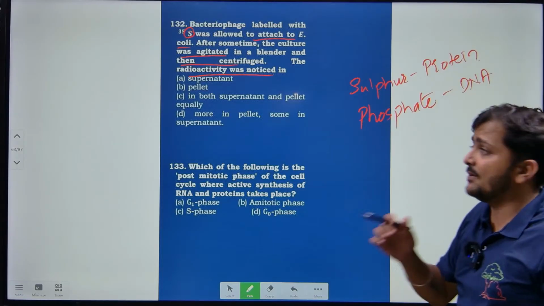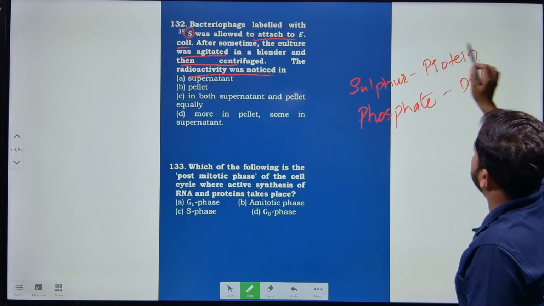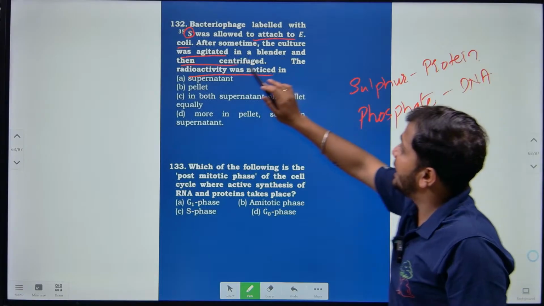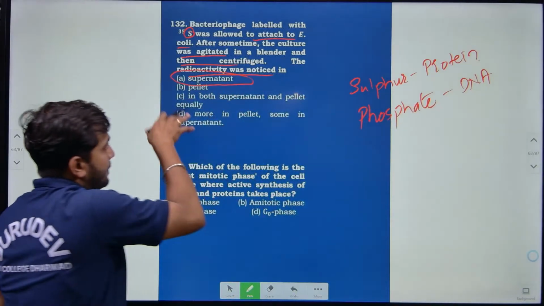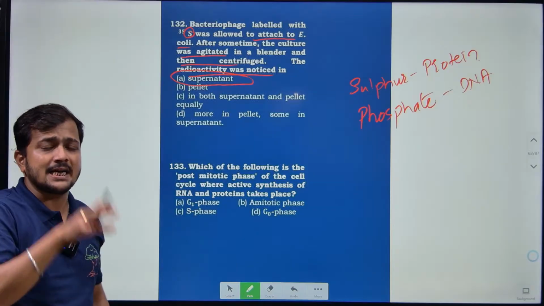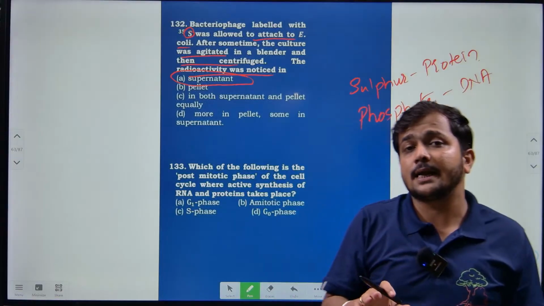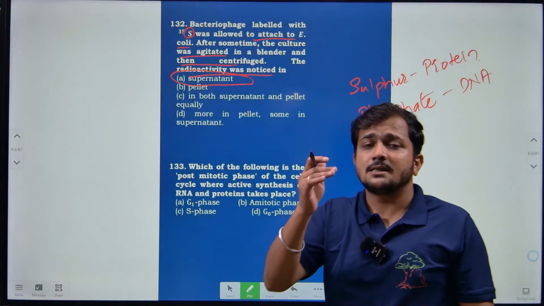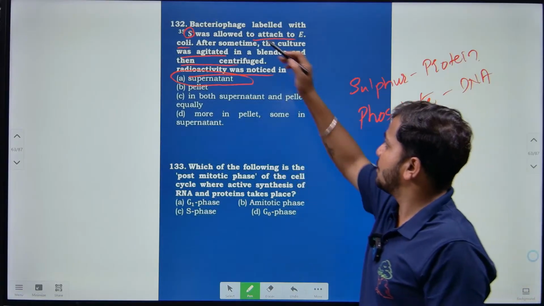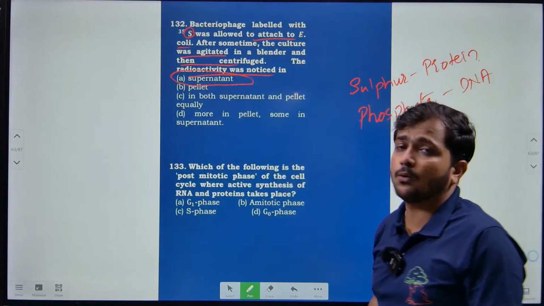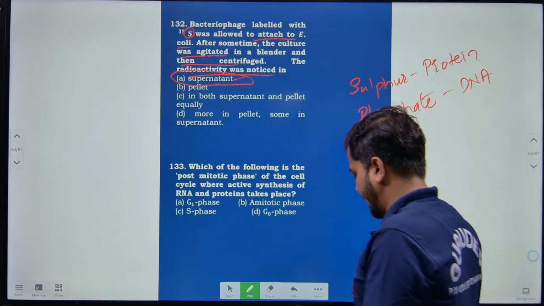Then definitely with respect to the experiment here, this protein or sulfur, the radioactivity was noticed in the supernatant. It will not be inside the pellet, because the pellet consists of cells, and cells consist of DNA. With respect to the bacteriophage, the genetic material itself will enter, not the protein. So protein will be left out in the supernatant here, right? So here option A is correct, right?